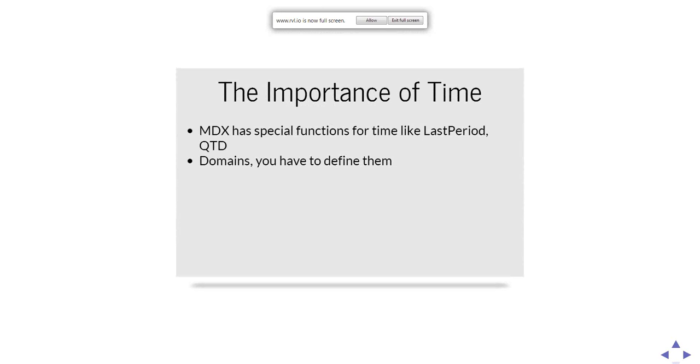I talked about the importance of time. It tends to be very important in warehouses. So I want to do year over year. What is the same period last year? Again, that ratio bit. Whereas in domains, you really have to define them, but you can do it. It's just not baked into the environment.